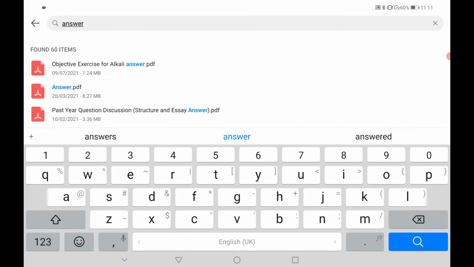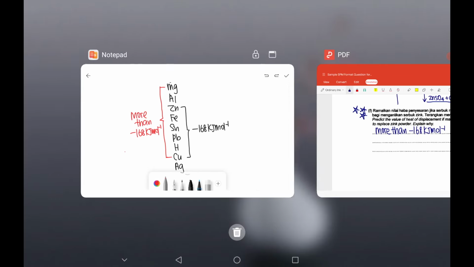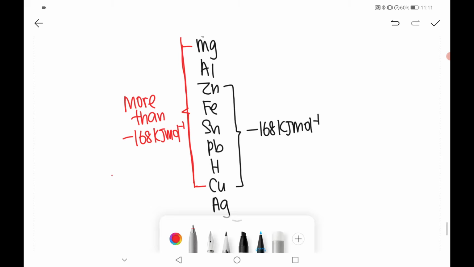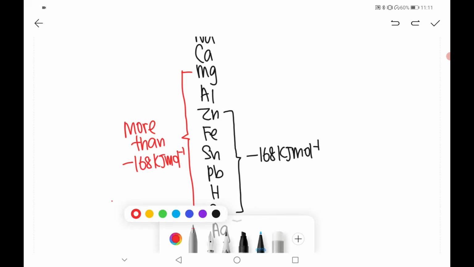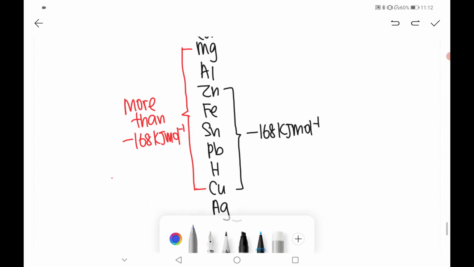Because as you can see here, the gap is greater, but we don't use the word gap. From here you can see magnesium is higher than zinc, which means magnesium is a more powerful gangster. So when we use an even more powerful gangster, the heat of displacement will be even greater. True or not? Initially zinc is already a more powerful gangster than copper. So this is the gap, minus 168.